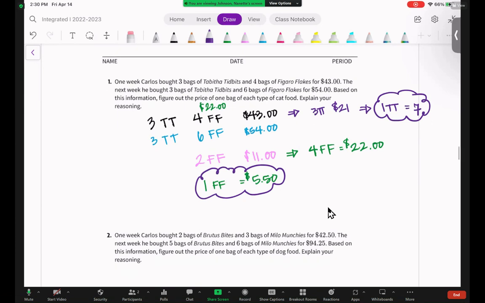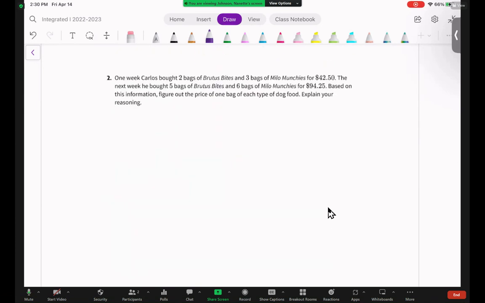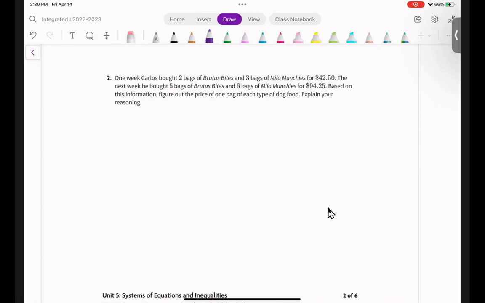Okay. So I'm going to move on to the second problem. It says one week, Carlos bought 2 bags of Brutus Bites and 3 bags of Milo Munchies for $42.50. The next week, he bought 5 bags of Brutus Bites and 6 bags of Milo Munchies for $94.25. Based on this information, figure out the price of 1 bag of each type of food.